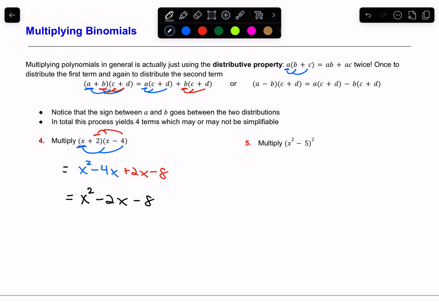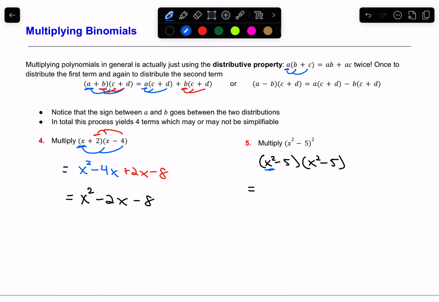So number 5, the only difference between number 4 and number 5 is number 5 is hidden as to what it actually means. X squared minus 5, the whole thing squared, really just means x squared minus 5 times itself, another x squared minus 5. So we're going to do the exact same process.